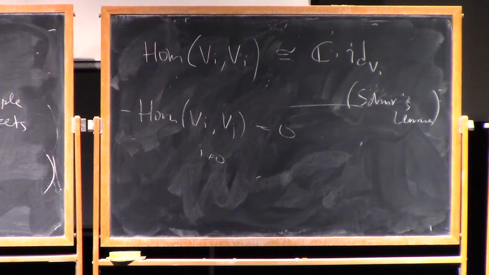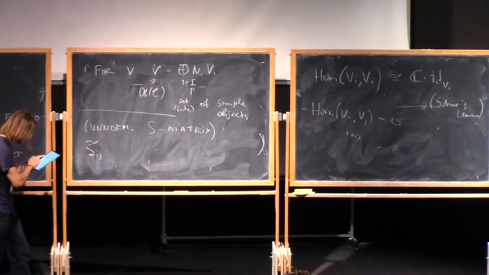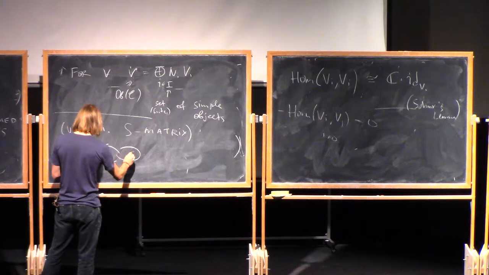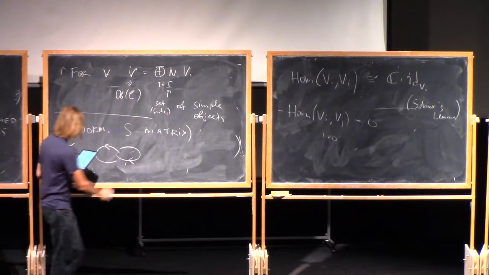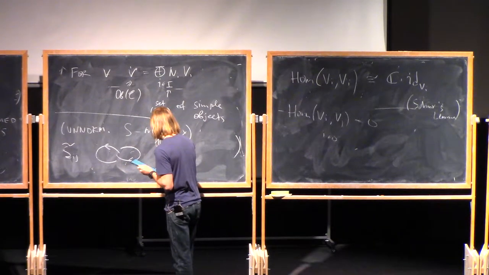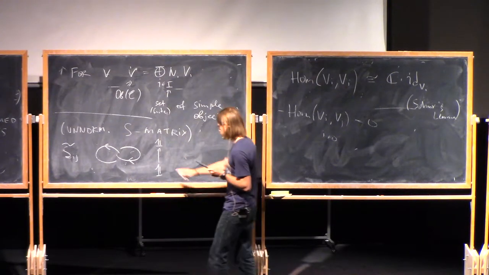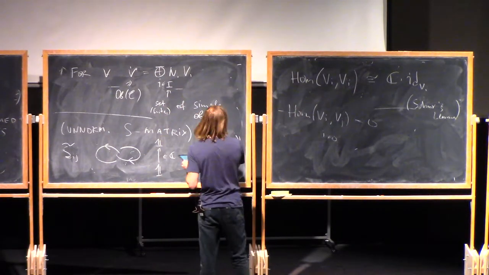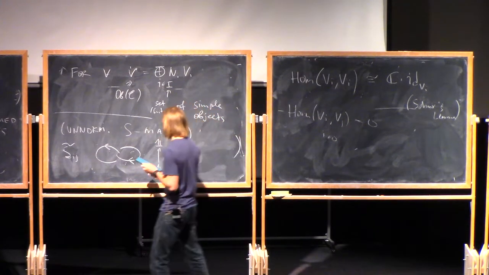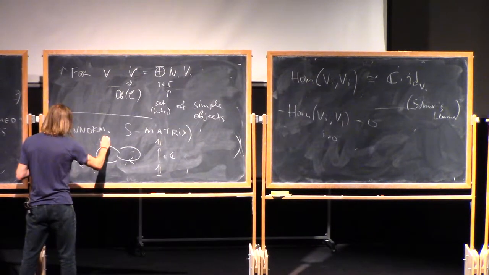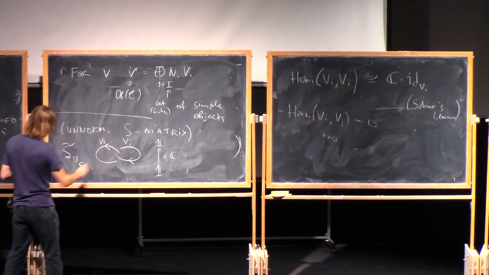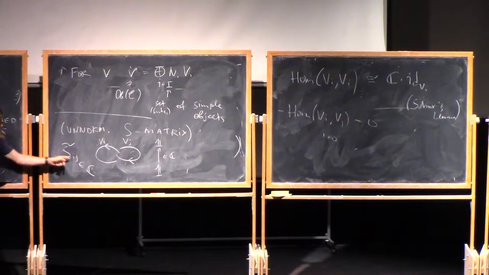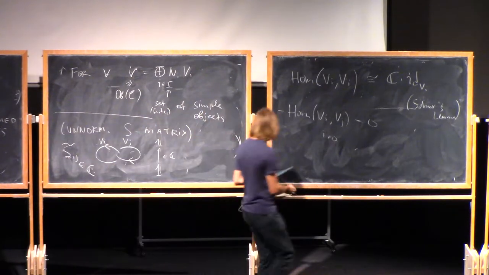So in particular, the unnormalized S matrix, denoted by S tilde, is defined as follows. I consider this diagram. According to the rules above, I associate a map in Hom from the identity object to itself. The identity object is also a simple object, so it's just a complex number. So I consider the Hopf link with components colored by simple objects Vi and Vj, and the result is a complex number. I say that this is a matrix element of the matrix S tilde.